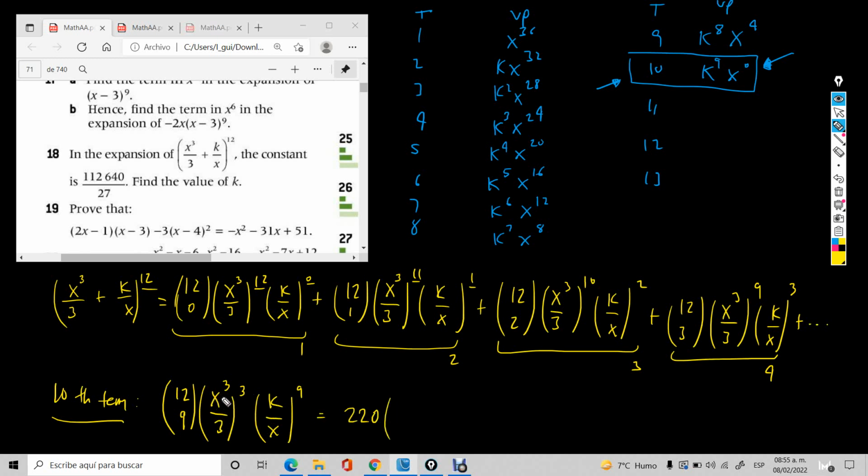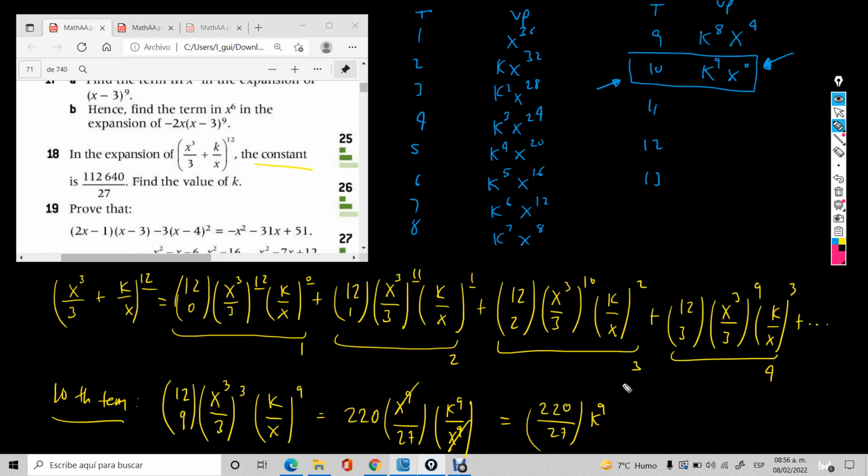Let's do the whole thing. x to the 3 to the 3, that's going to be x to the 9. 3 to the 3, that's going to be 27. k to the 9, that's going to be k to the 9. And x to the 9, that's going to be x to the 9. We already agreed that this is going to cancel this one. And you're going to have 220 over 27 times k to the 9. So that's the 10th term. And that's the one that is constant. And is equal to this fraction.